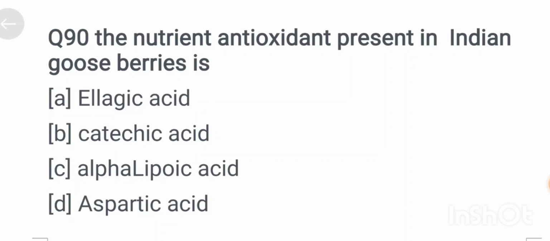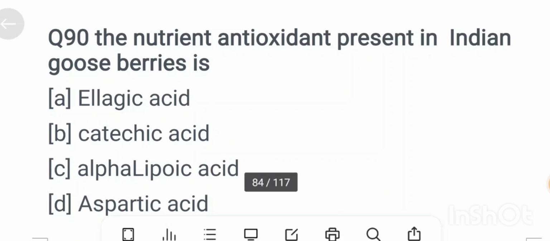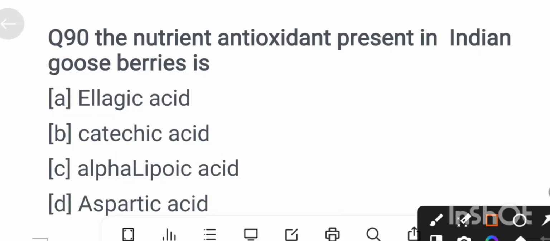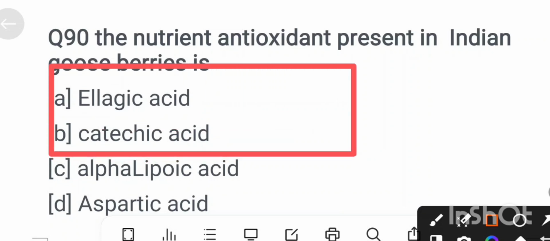Ellagic acid is a natural polyphenol compound that is found in fruits, vegetables, nuts and wines. It has biological properties including antioxidant and anti-inflammatory effect.